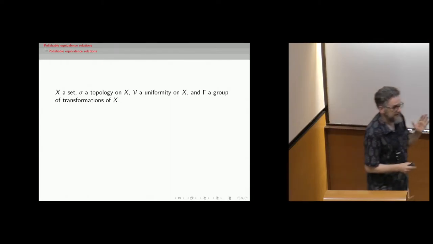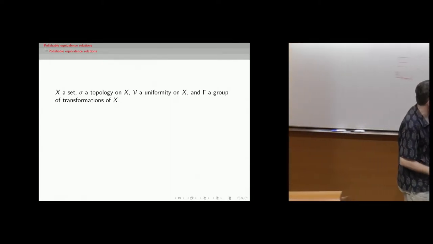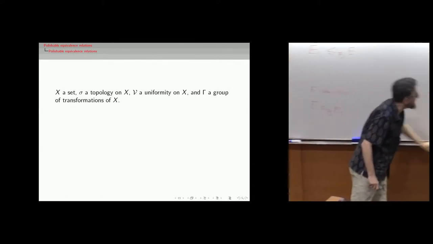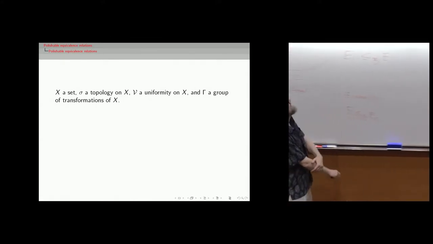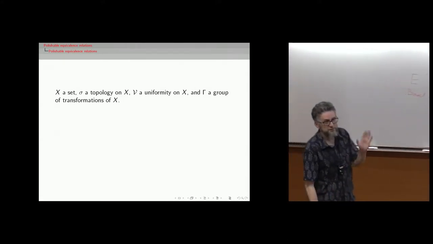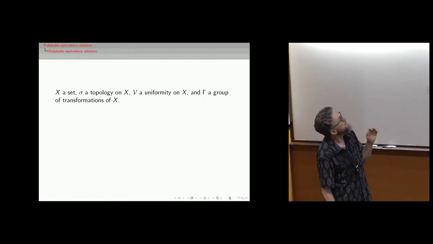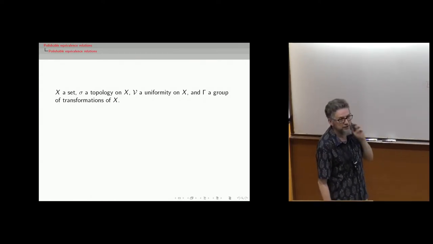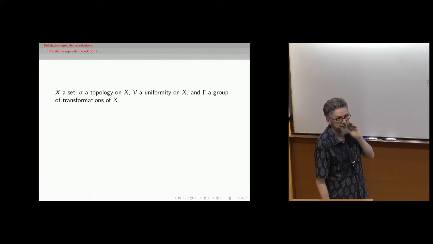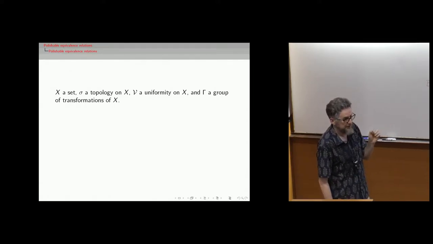So now what will be happening on the space on which the equivalence relation is defined is there will be three objects there. There will be a topology. This will be this Polish topology that we start with, sigma. There will be a uniformity on it. And also there will be a group of transformations. This group of transformations eventually will make it countable.